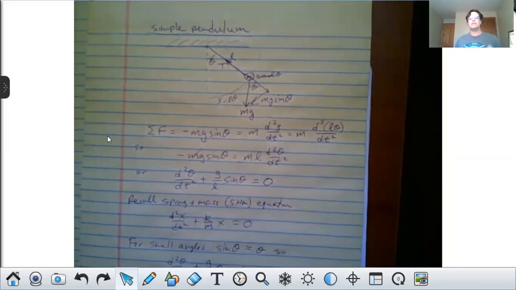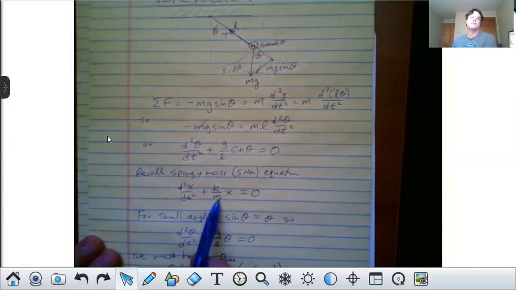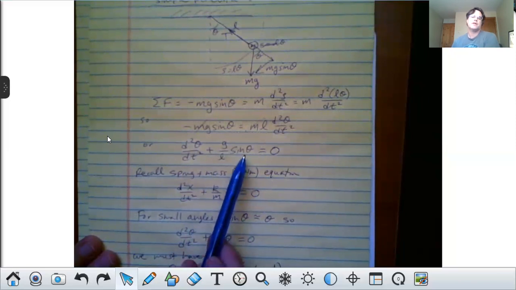Now, if you go back and remember what we had for the mass and the spring, we had an equation that looks pretty similar. We've got a second derivative with respect to x. We've got two constants, k over m, kind of similar here. Now, the biggest difference, though, is I don't have a theta. I've got a sine of theta. If I had a theta here, these two equations look exactly the same.